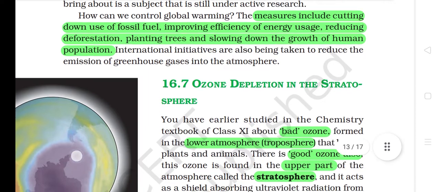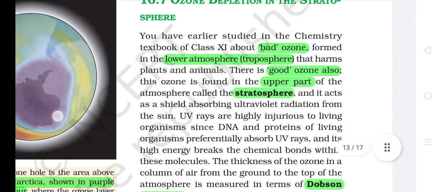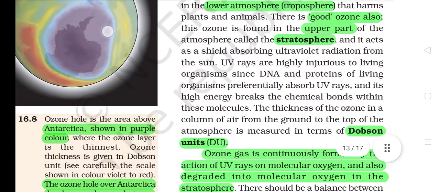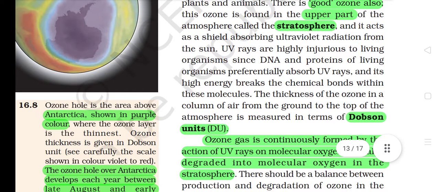16.7 Ozone depletion in the stratosphere. You have earlier studied in the chemistry textbook of class 11th about bad ozone formed in the lower atmosphere, troposphere, that harms plants and animals. There is good ozone also. This ozone is found in the upper part of the atmosphere called the stratosphere, and it acts as a shield absorbing ultraviolet radiation from the sun.